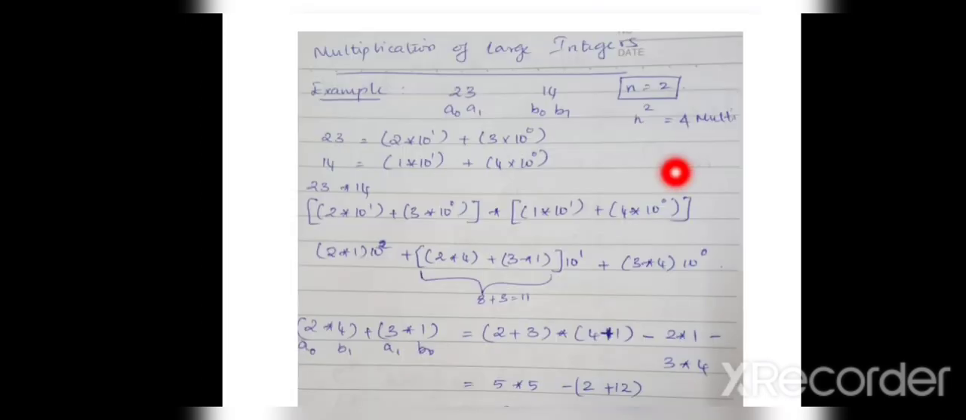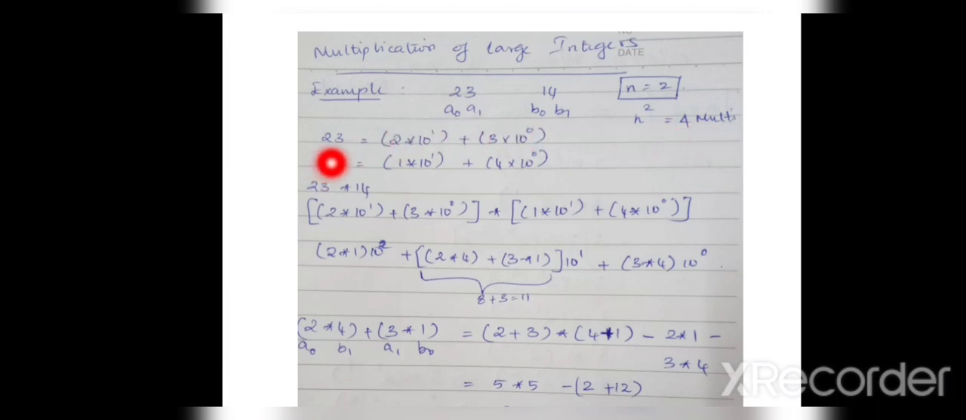In multiplication of large integers, consider this example: 23 and 14. I am taking two integers, 23 and 14. Now my n is equal to 2. In 23, I am considering 2 as a0 and 3 as a1. In 14, b0 is 1 and b1 is 4. So n square is equal to 4, which means I am going to do 4 multiplications.